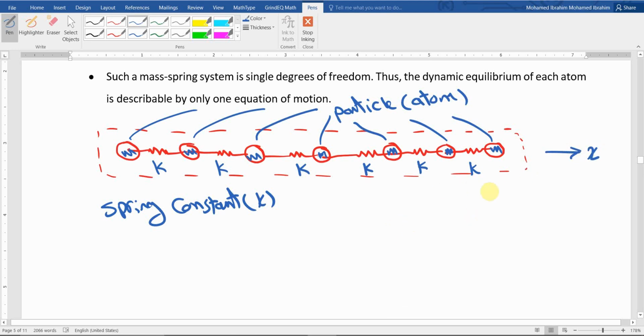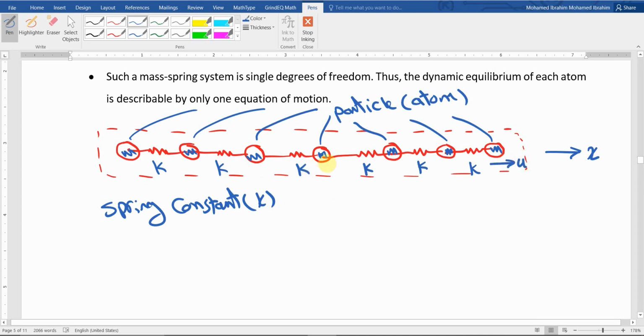There is no possibility of any one of these atoms to move in the y direction or the z direction. It is only confined to move in one direction, unidirectional lattice or unidirectional motion of these particles. All of these particles are going to move in the x direction with a displacement, let's say u.